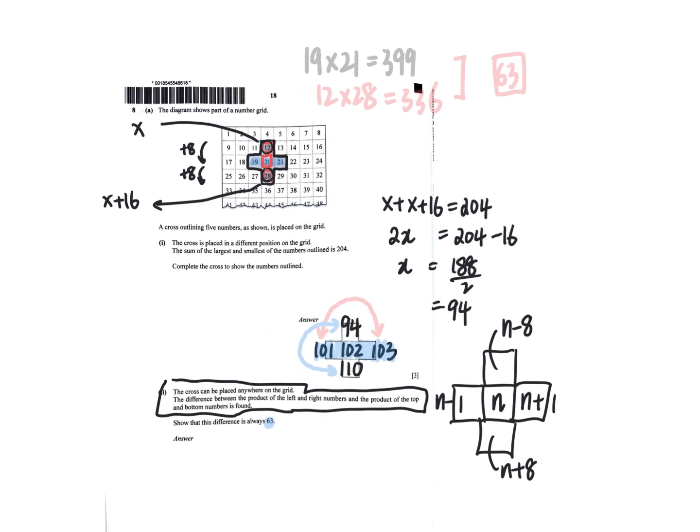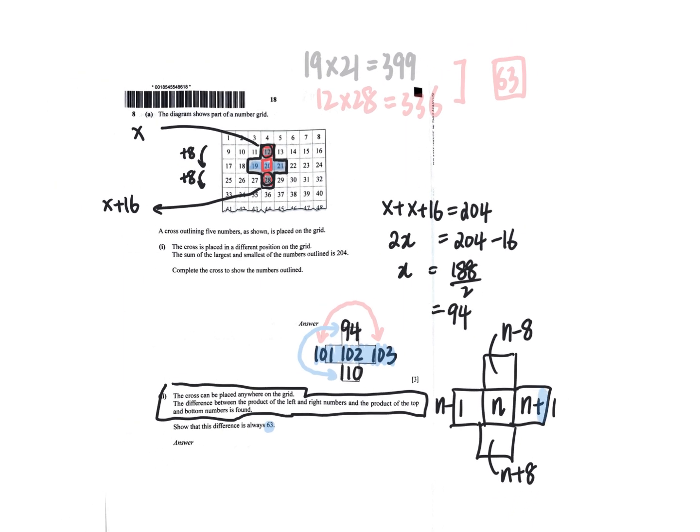So I will start off with multiplying the left and the right first. The product of the left and the right, I want to find the difference with the top and the bottom. This is what they say: find the difference between the product of the left and right and the top and bottom.